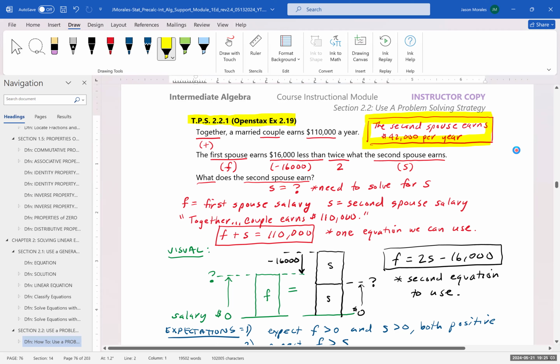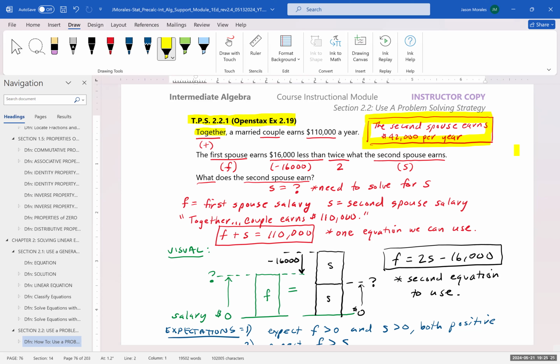So here we go. Let's read this problem together. A married couple earns $110,000 a year. The first spouse earns $16,000 less than twice what the second spouse earns. What does the second spouse earn? All right, so let's try and dissect the information here in this word problem.